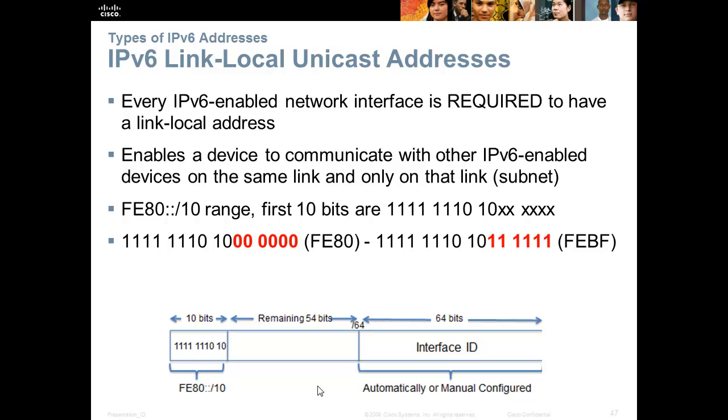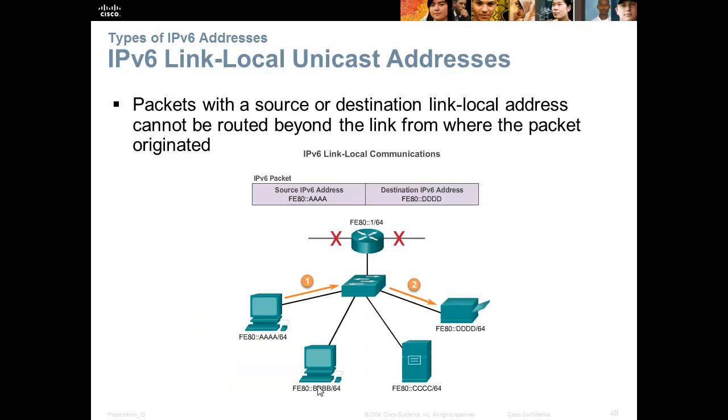Our link locals are going to start with FE80. They're between FE80::10 and FEBF. Again, this is used to communicate with other IP version 6 enabled devices on the same link and only in that link, or essentially our same subnet. Packets with a source or destination link local address cannot be routed beyond that link where the packet originated from.